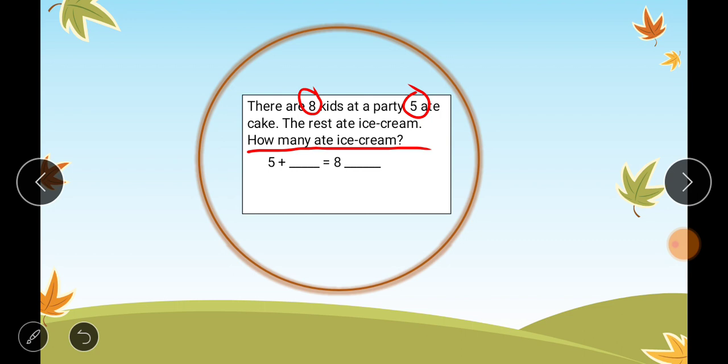So 8 kids, that's what we know. We know there are 8 kids, right? That's the sum of all the kids at the party. 5 ate cake. The 5 that ate cake is the given addend. So we're told that the rest ate ice cream. Now, how many ate ice cream? Those are the number of children we want to know. That's the number that is missing.